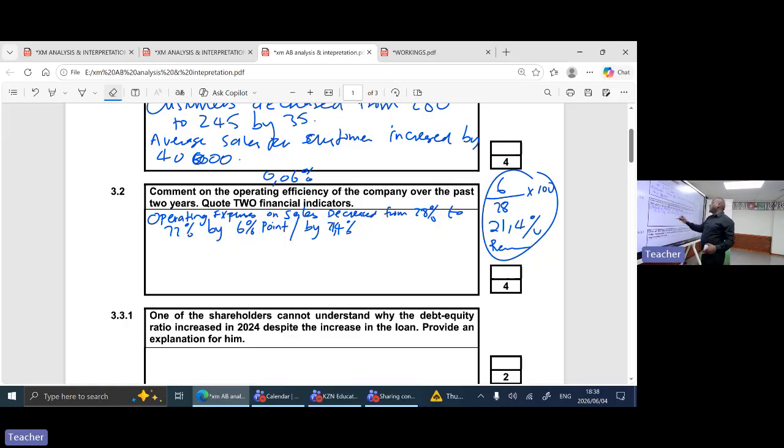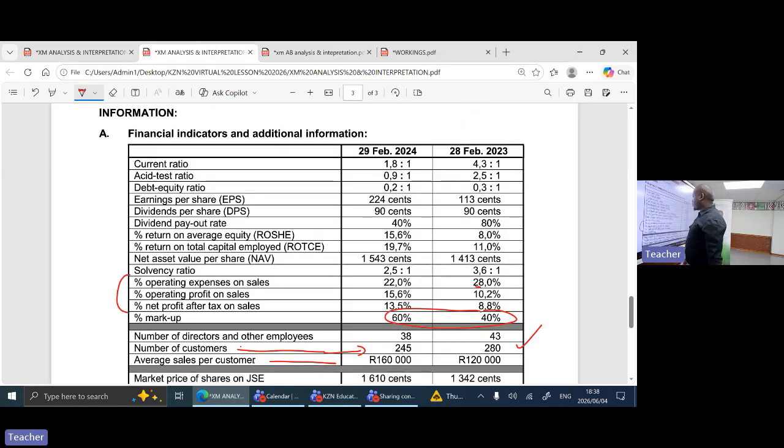And it's an alternative. If you'd like to say a decrease from 28% to 22%, it's an alternative for saying 6 percentage points. Normally you use a relative increase or decrease, 21.4%, because in this case it's decreased. Then we move on to the next one. Operating profit on sales also increased from 10.2% to 15.6%.